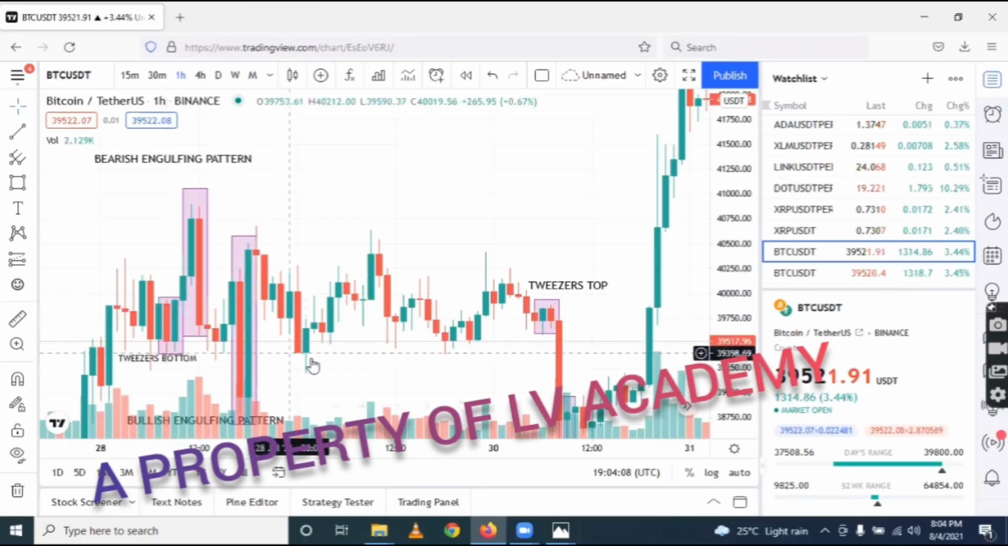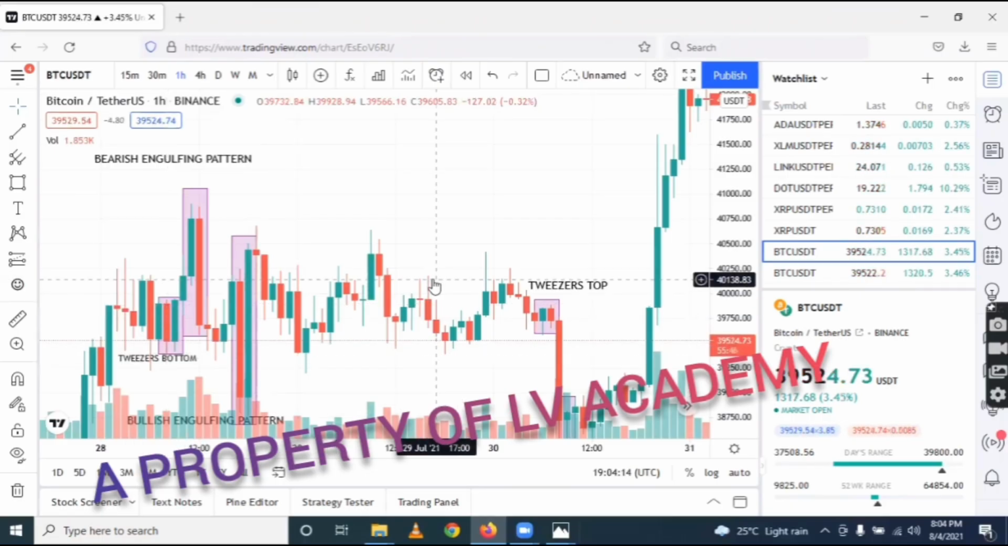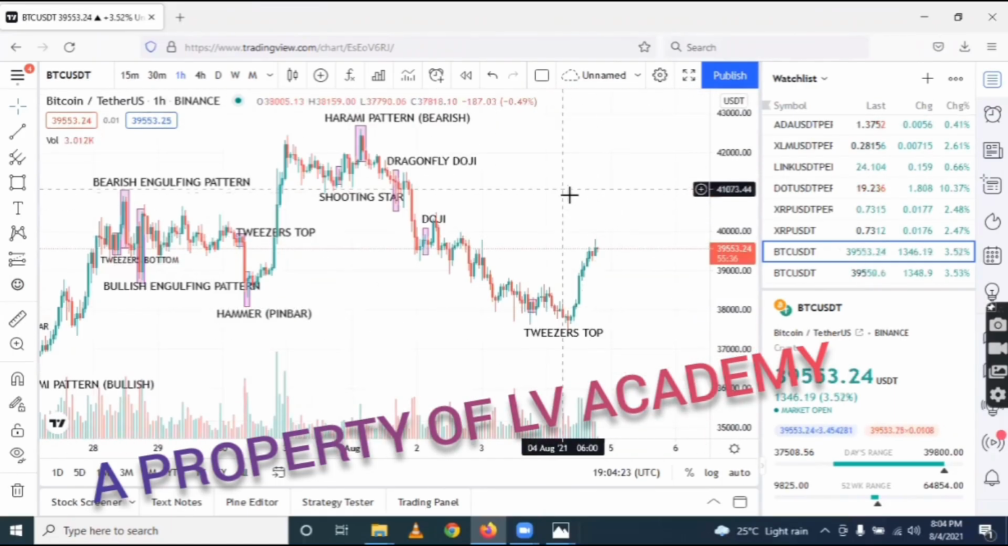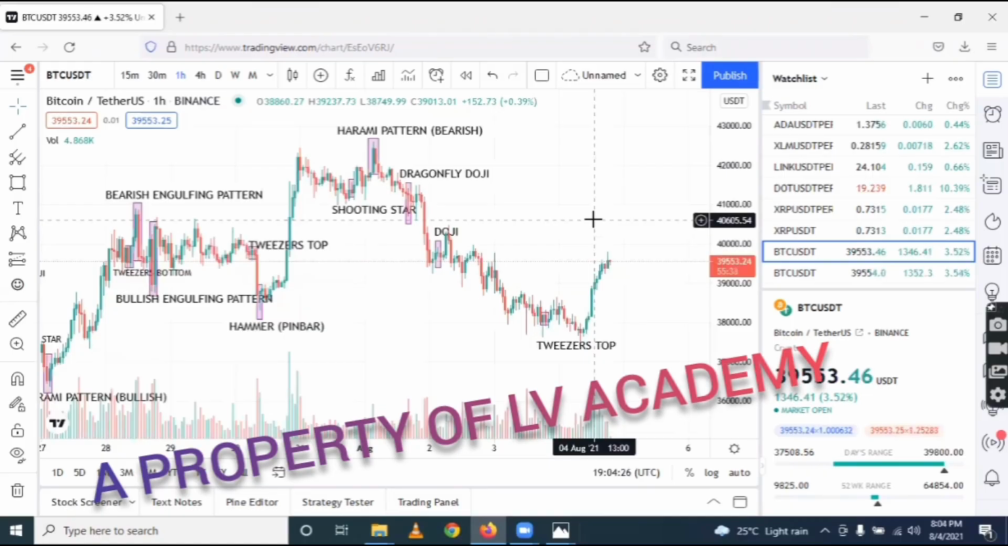So in summary, understanding the market psychology behind the formation of all these patterns will give you an edge in understanding what the market is trying to do. Once you can see clearly what the market is trying to do, it gives you an opportunity to make the right decisions and plan your entry and exit.